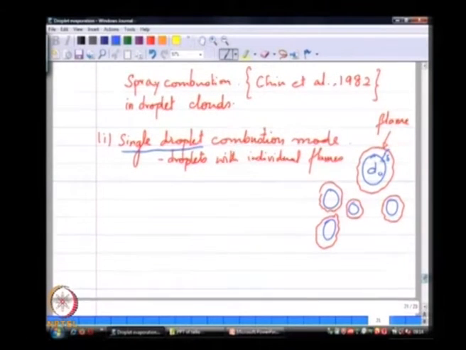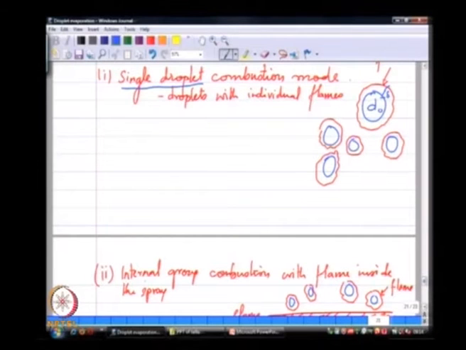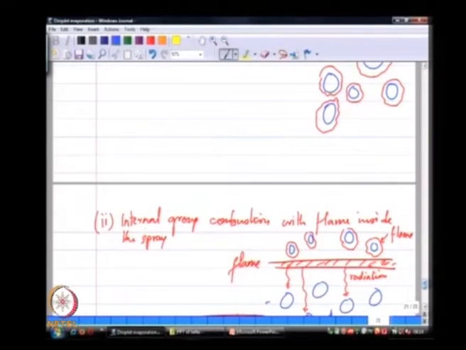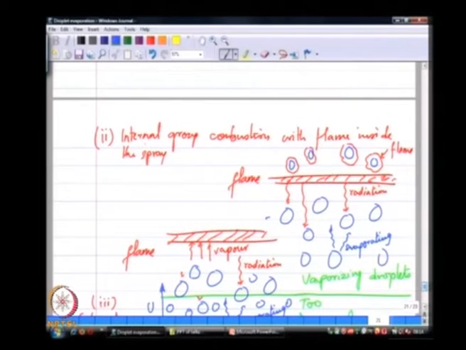Then the next model that we talked about in the context of droplet combustion is internal group combustion, where I have a flame. So, the flame is given by this red hashed line. I have drops that are generated from some nozzle, and this nozzle is essentially producing a polydisperse spray. So, I have all the drops that are being transported towards the flame at some velocity u, and these transported droplets are coming into the flame zone, are receiving heat from the hot gases that comprise the flame zone and releasing vapor.